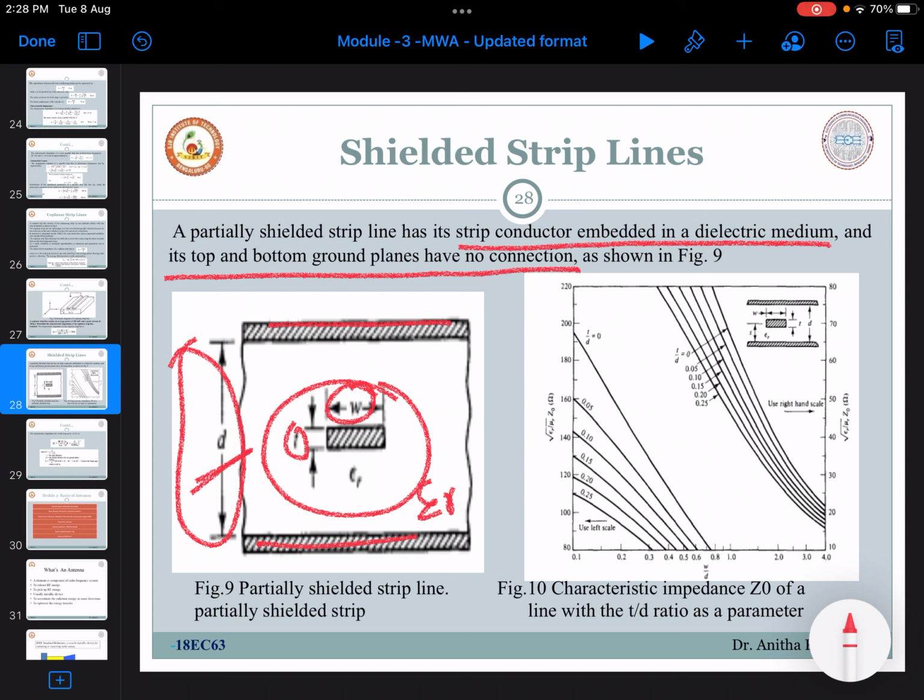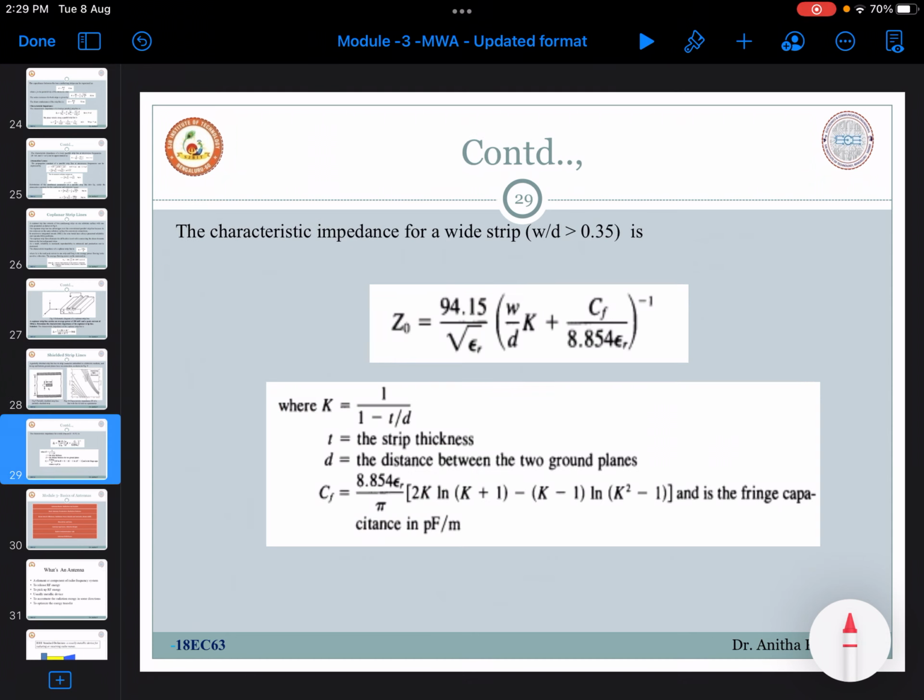substrate. So this is about the characteristic impedance variation with the height ratio as a parameter. This is the W by D ratio, and this indicates Z naught. If you vary the W by D ratio or the T by D ratio, one can notice here how Z naught varies. If you increase it, it keeps on decreasing.